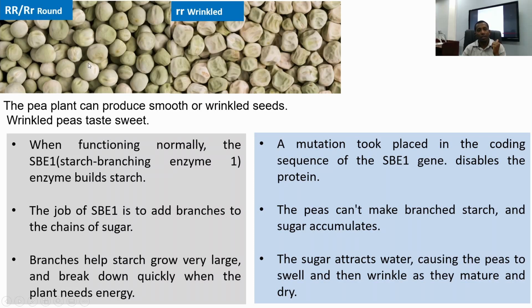Therefore, heterozygous plants can also produce round seeds. So now you can see how genes contribute to phenotypic variations in organisms. This is just one example.